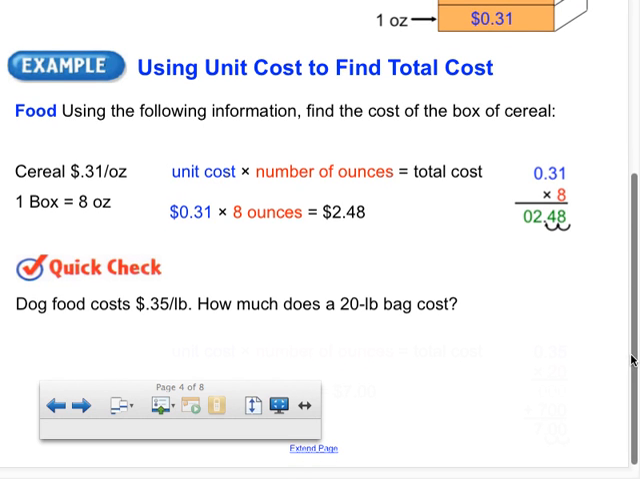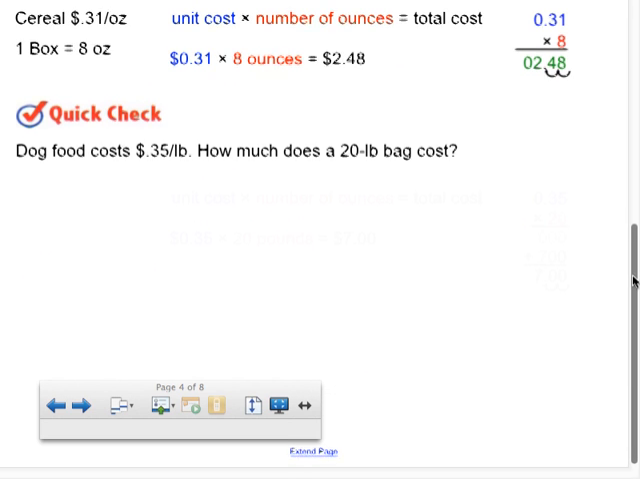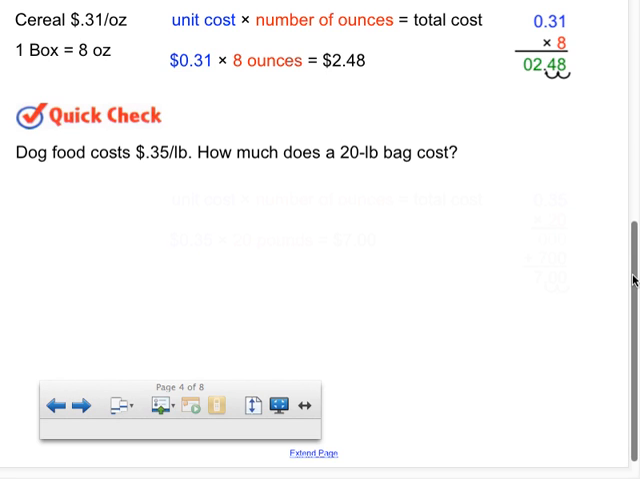Okay. Now, same deal. Dog food. They're telling you the unit rate. You need to find the cost of a 20-pound bag. And India, when you're done, could you share your answer with the class?